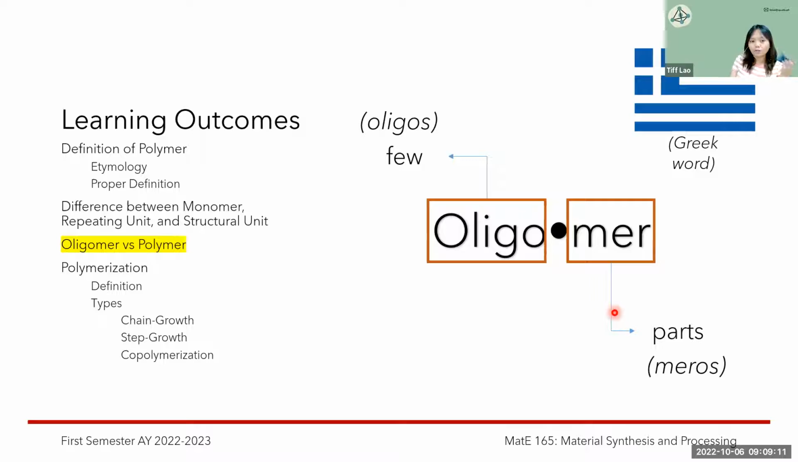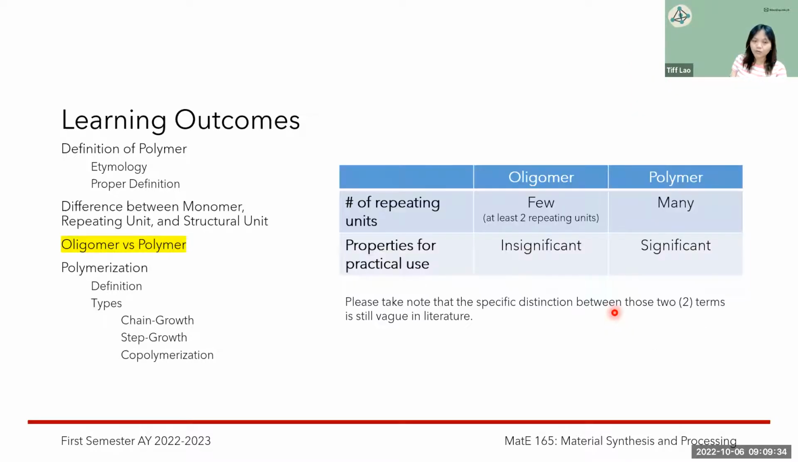And again, kapag oligomer, you expect that its properties are so insignificant compared to the expected properties ng polymer. Okay? So, pag nakakuha ka ng oligomer after synthesis, umulit ka na lang, kasi sobrang baba ng properties. To have a comparison between oligomer and polymer: repeating units, few. Polymer, many. Properties for practical use, insignificant yung oligomer, significant yung polymer.